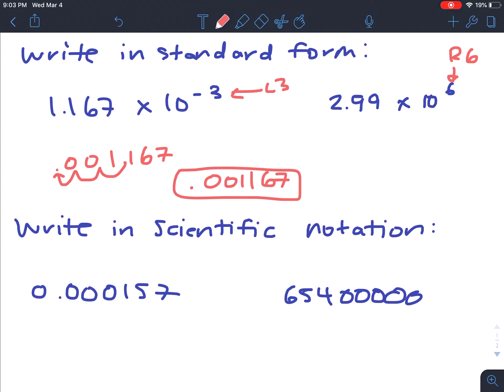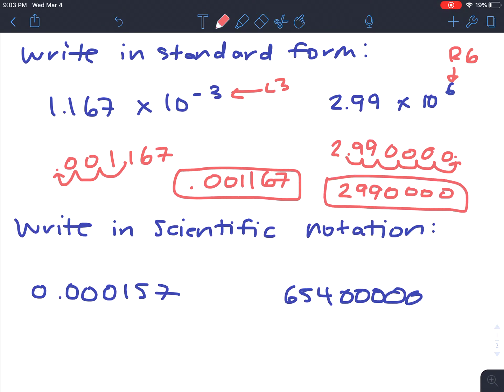2.99, I need to move my decimal right 6 units, so I take 2.99 and it's going to move 1, 2, 3, 4, 5, 6. That's where my new decimal point goes. I'm going to fill in with zeros. So I get 2,990,000 as the standard form.